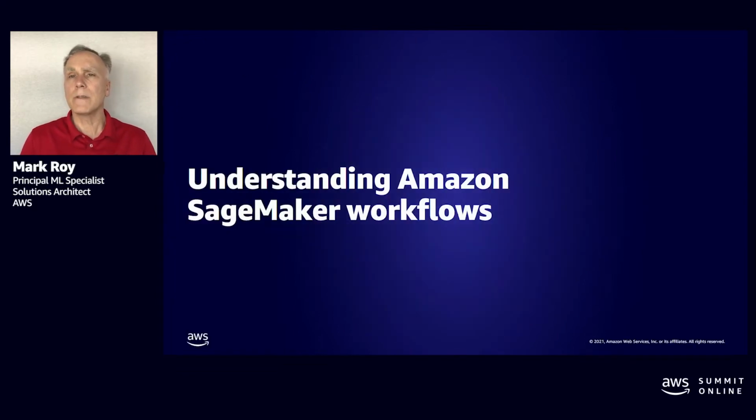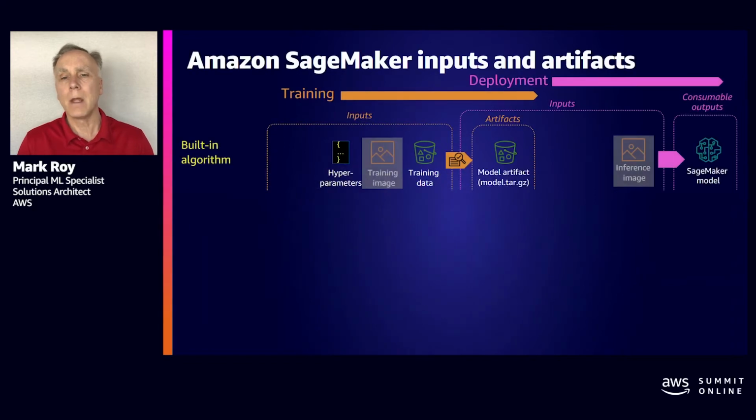So before we go into SageMaker pipelines, let's set some foundation about how models are trained and built using SageMaker. And let me take you through 3 different ways that customers use SageMaker to do that today. The first way is using built-in algorithms. We provide 17 different algorithms for you to choose from.